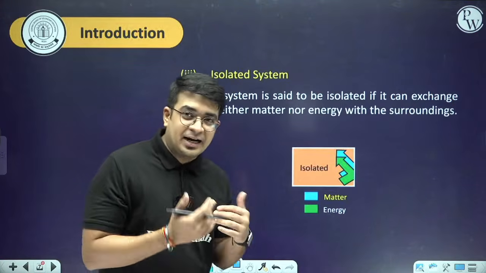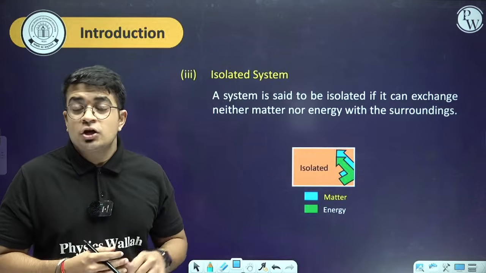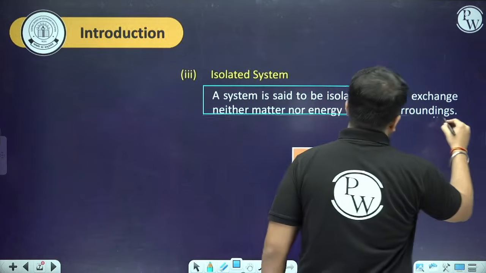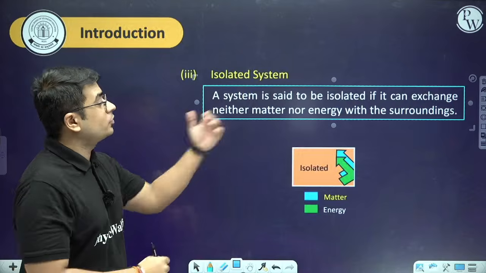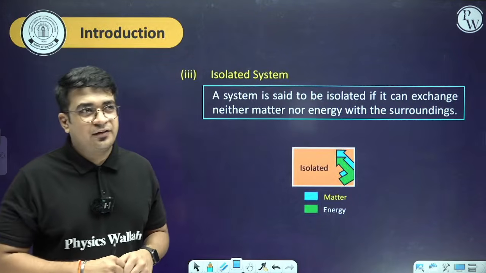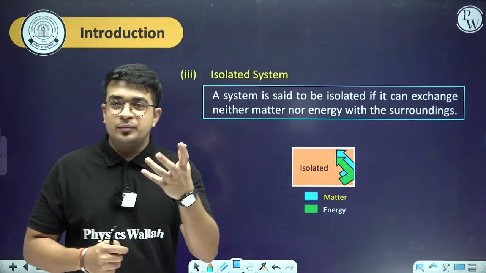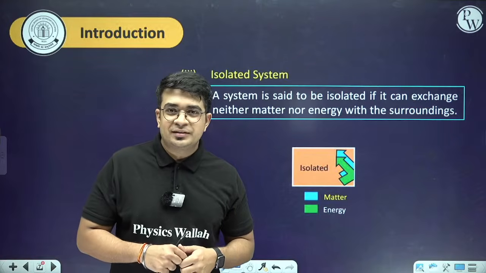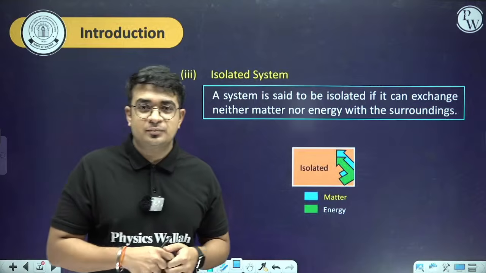So basically in that type of system, neither energy nor matter is going to be exchanged between the system and the surrounding. A system is said to be isolated if it can exchange neither matter nor energy with the surrounding. I'm not saying that we have a perfect isolated system, but you can consider the thermos flask we generally use in our daily household to be approximately an isolated system.